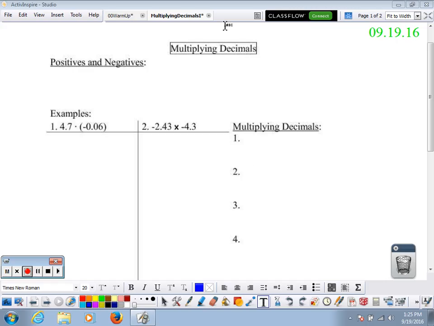We're going to take another look at multiplying decimals. I know that you guys did this last year and probably a little bit the year before that, so we're not going to spend a lot of time on it today. We're just going to take a quick look, kind of a review.